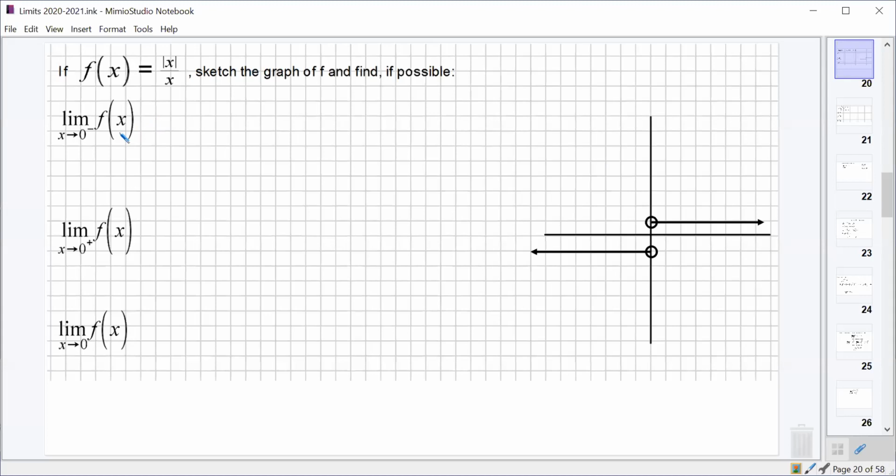They're all not the values of f of x, but just the values of x. If we're approaching 0 from the left, all the values of x are negative values, right? x is always less than 0 when we're approaching 0 from the left. Would you all agree with that? So what can you tell me about absolute value of x if x is less than 0?